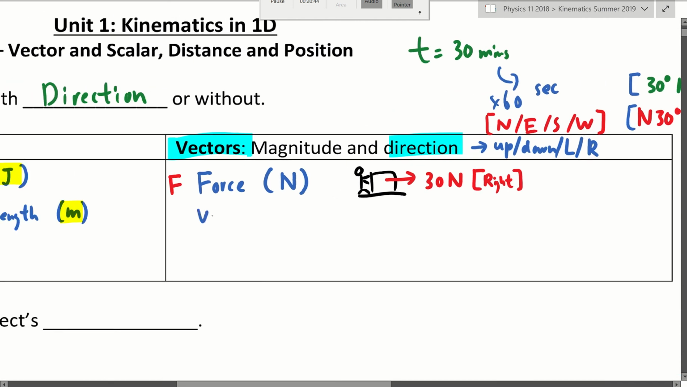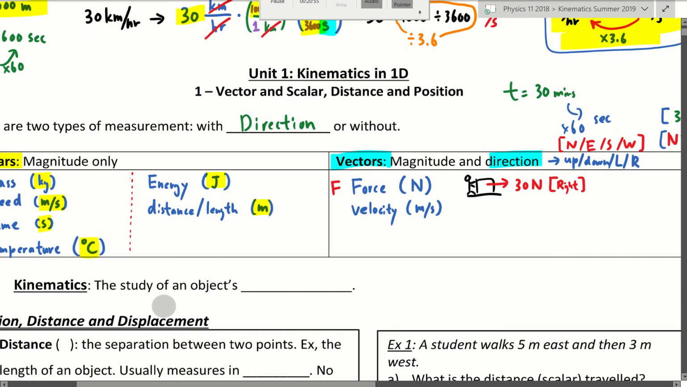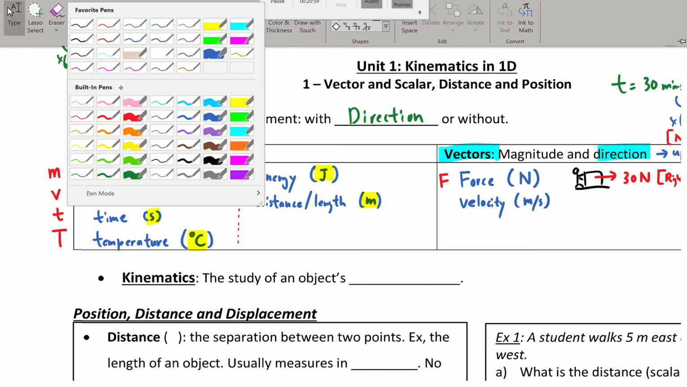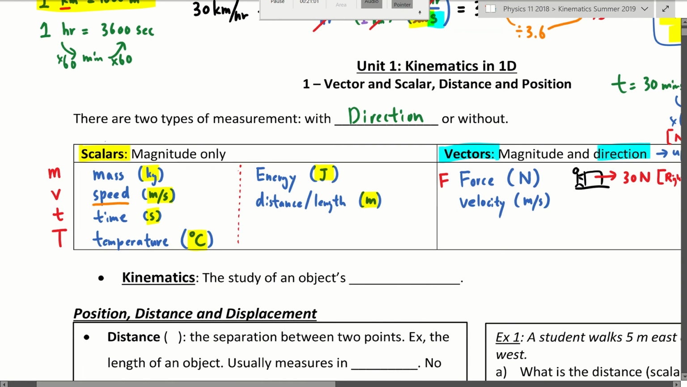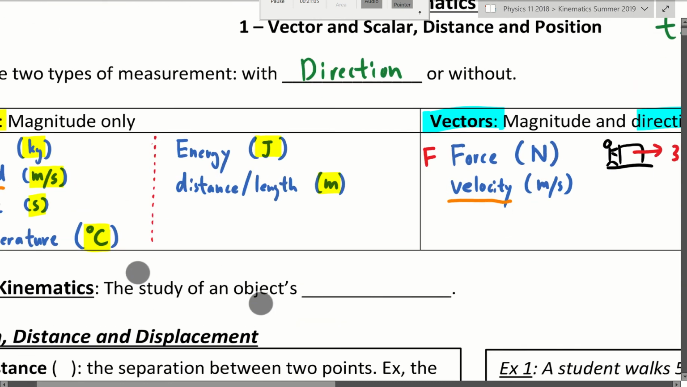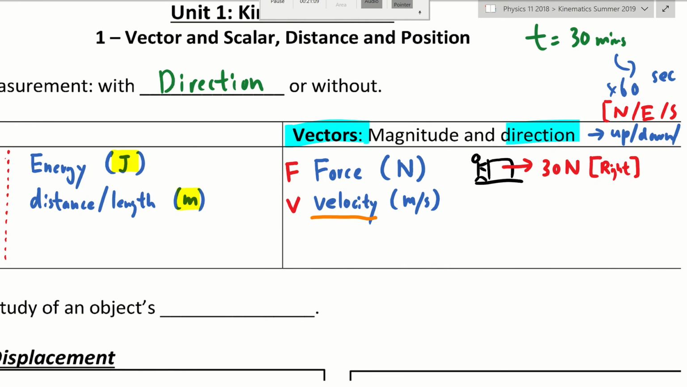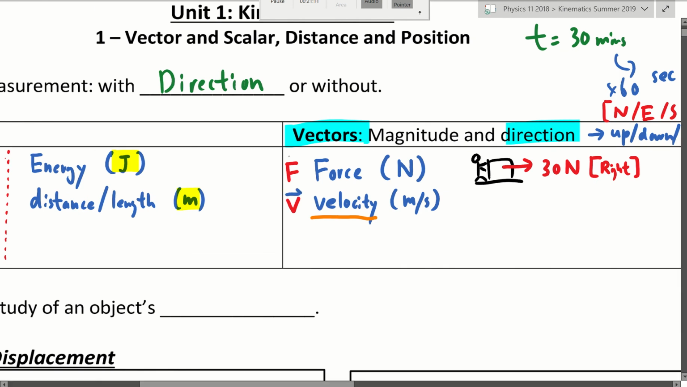Now, what else needs direction? Over there on the other side, we have speed. And now we have velocity. Velocity is also measured in meters per second, so it's exactly the same as speed over there, right? It's exactly the same as speed, except this is the direction version of speed. It uses the same symbol, except you add a little arrowhead on it.